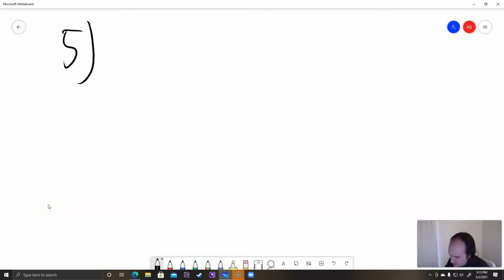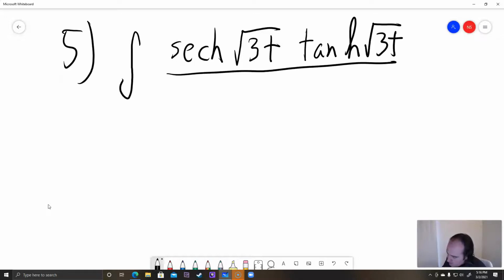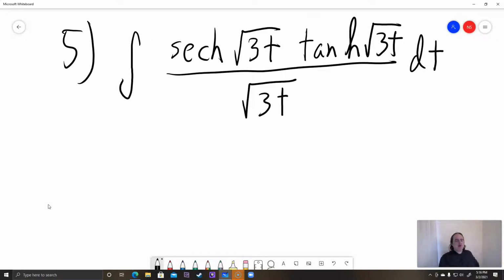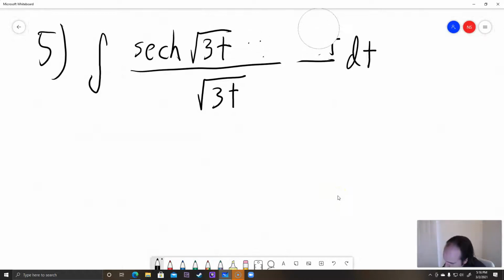So for problem number 5, it can look a little bit intimidating. We have the integral of sec of root 3t times tanh of root 3t, all over root 3t, and then this whole thing is multiplied times dt. Okay, so the integral of sec of root 3t, tanh of root 3t, all over root 3t dt. Should probably zoom out a little bit so I can write it a little bit more neatly. Okay, because that's just a lot to write at once.